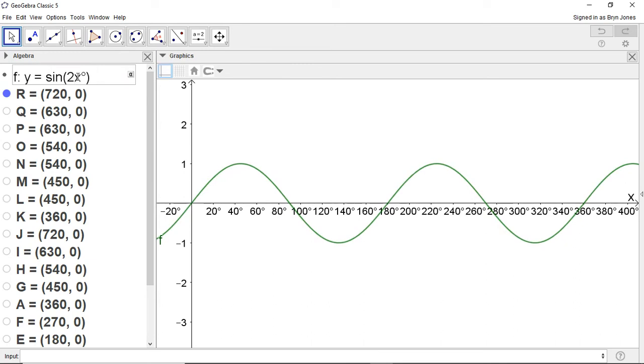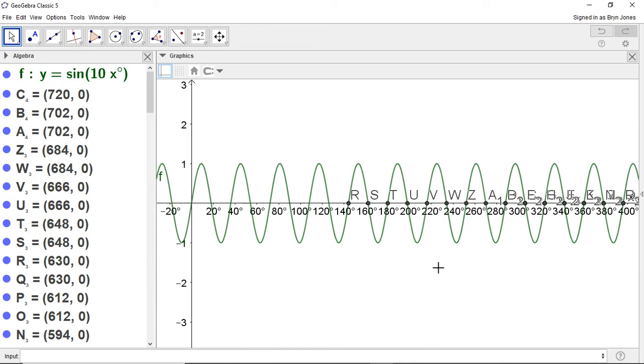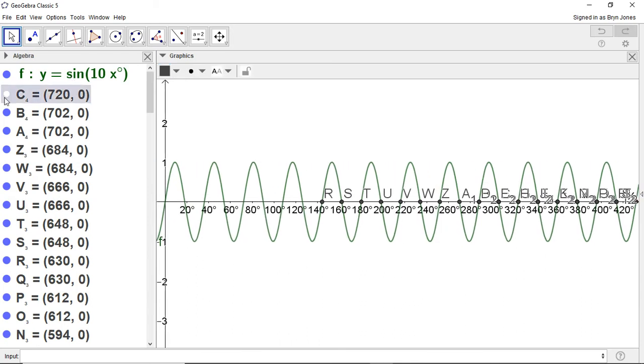Okay? You might be getting the idea now. If I make this 3, it goes up, down, back to the start, up, down, back to the start, up, down, back to the start. It repeats itself 3 times. You may have noticed the number of times it repeats itself, the frequency, is the number in front of the x. So if I made this 10, it should repeat itself 10 times. Okay? Oh, sorry, these have all started to show again. Don't need these. Let's make it a bit clearer.